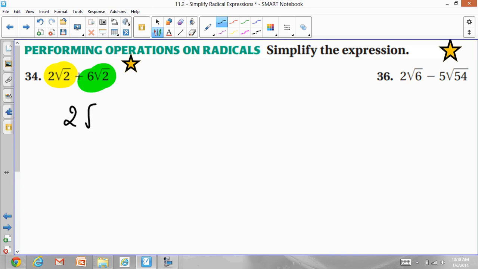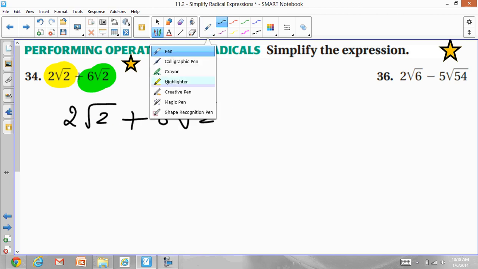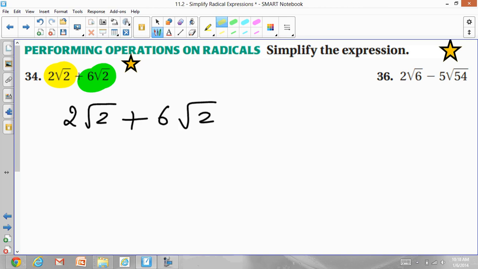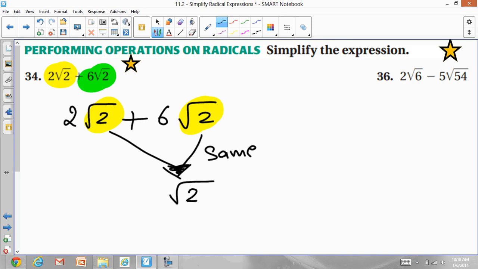But if you look at these two different terms, they are totally different. One of them could refer to apples, one of them could refer to oranges. But within them, take a look. Look at the square root of 2 in both scenarios. They both are the same. So since they are the same, I'm going to pull them together.